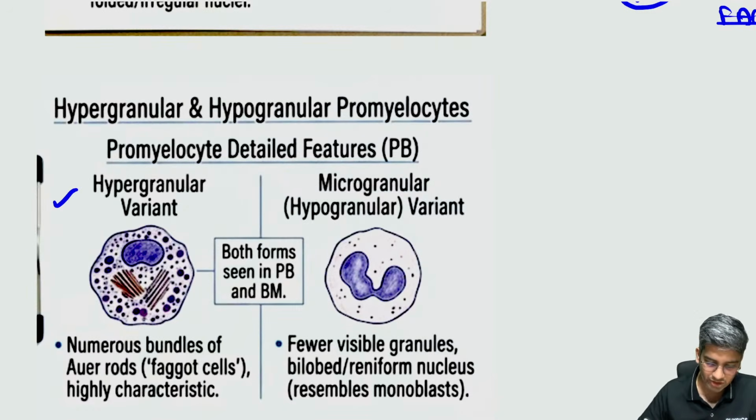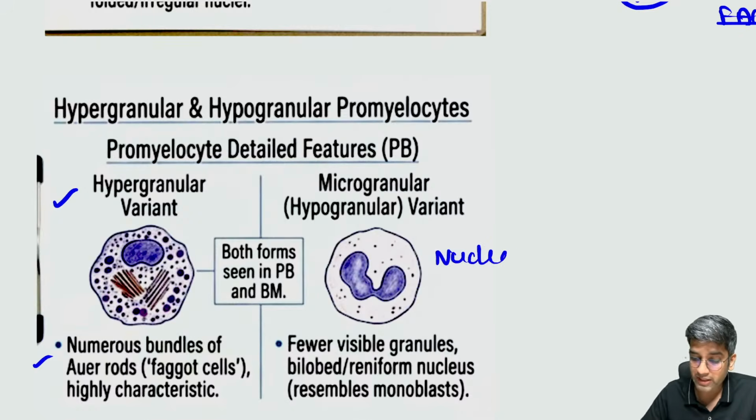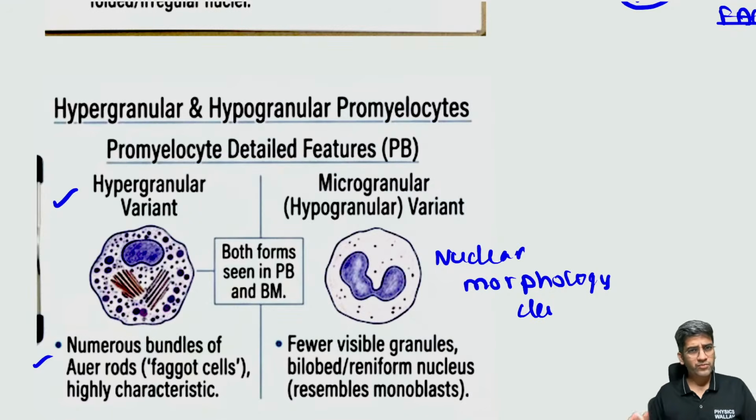I do have a variant called the hypergranular variant. That's where I have bundles of Auer rods, more and more granules, numerous granules and bundles of Auer rods. I also have something called a hypogranular variant. That's where the nuclear morphology is clear, because the moment the granules become less, the nucleus becomes much clearer for me. And both these forms can be seen in the same bone marrow and same peripheral smear.